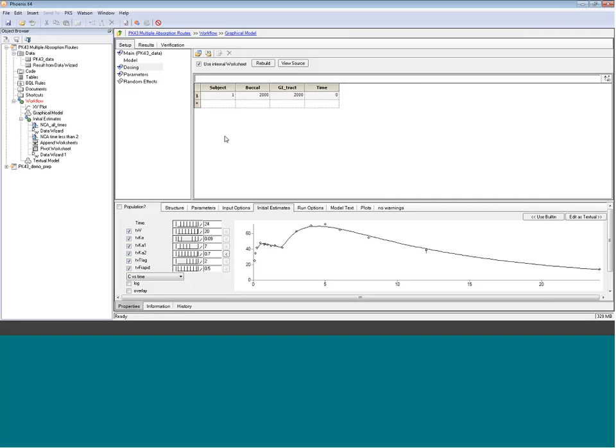There's one question here asking: is it possible to have covariate effects on Ka for multiple dose sites? Yeah, any of these structural parameters can have covariate effects assigned to them. That's when you run in the population mode.